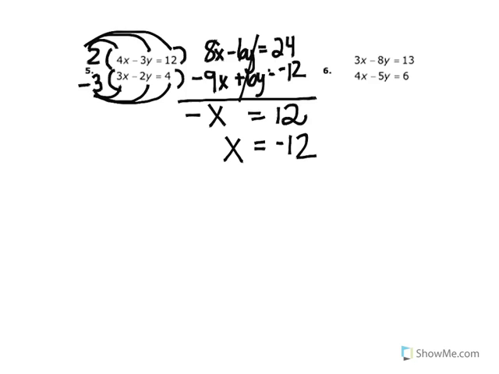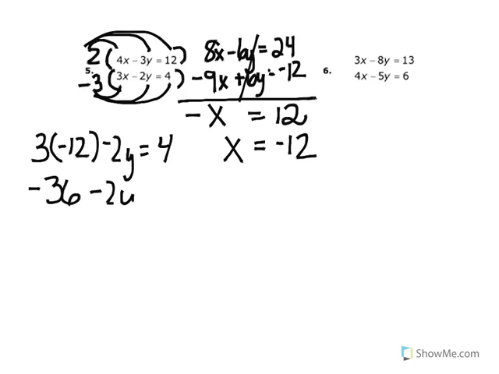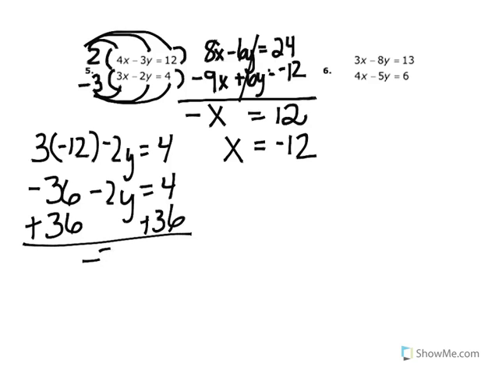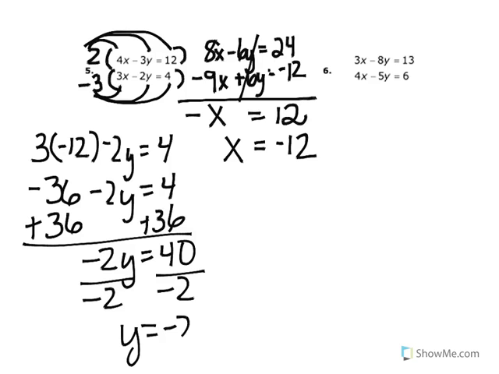Okay, well, now that I know x is negative 12, let's plug it back into one of our equations. So I'm going to put it in the second equation. So 3 times negative 12 minus 2y equals 4. So we get negative 36 minus 2y equals 4. So now we have to add 36 to both sides. So I have negative 2y equals 40. And we divide each side by negative 2, and we get y equals negative 20. So there's our solution, negative 12, comma, negative 20.